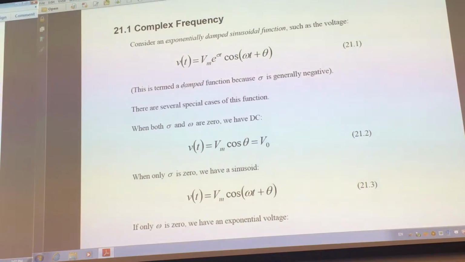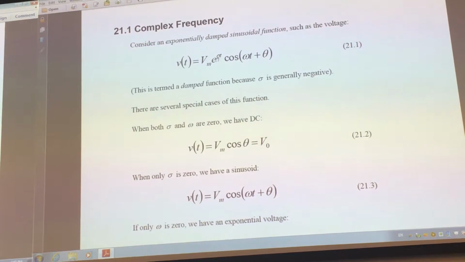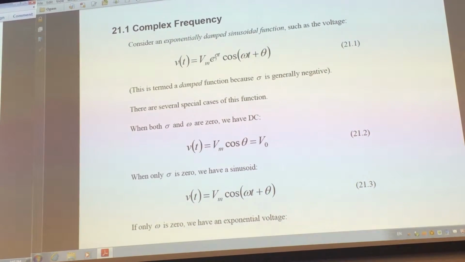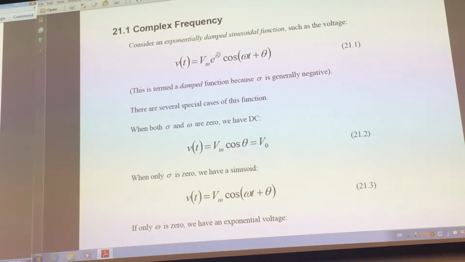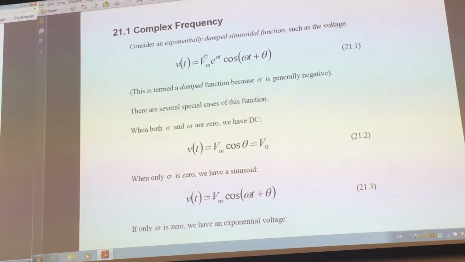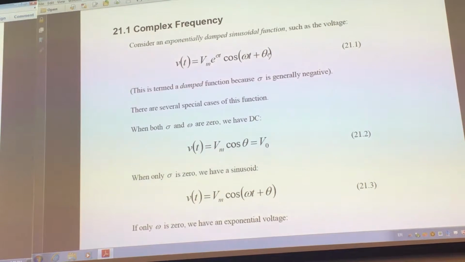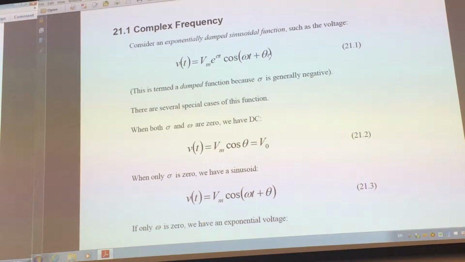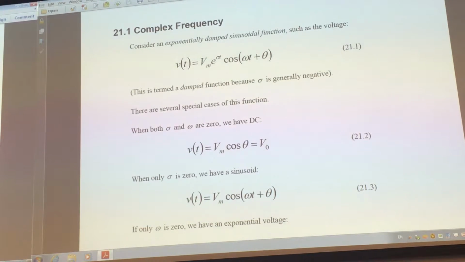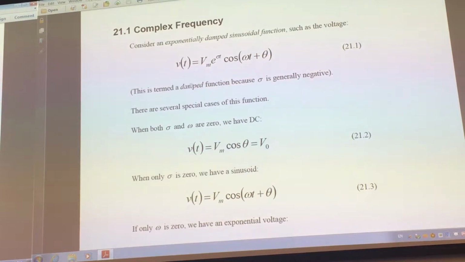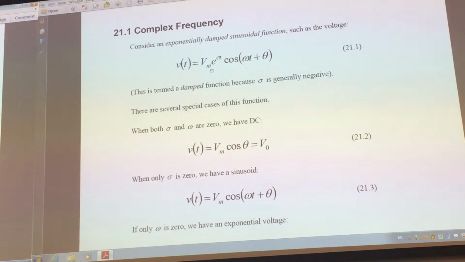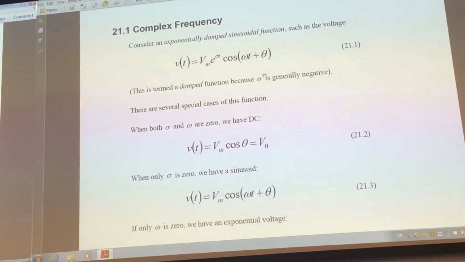And usually we call it damped or exponential decay because the sigma, the coefficient at sigma t in the exponent, is usually negative. We know that if that coefficient sigma was positive, then we would have a problem because the amplitude would rise to infinity as time goes. So in normal practical situations, sigma, that exponential coefficient, is always negative.